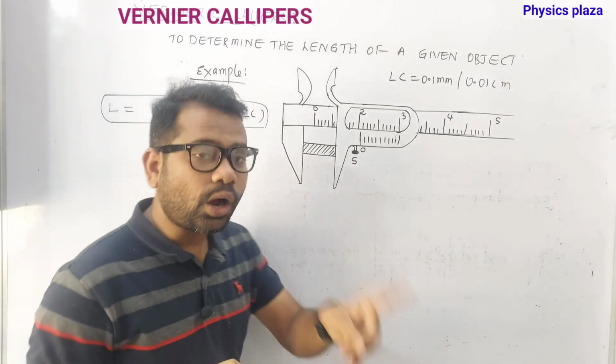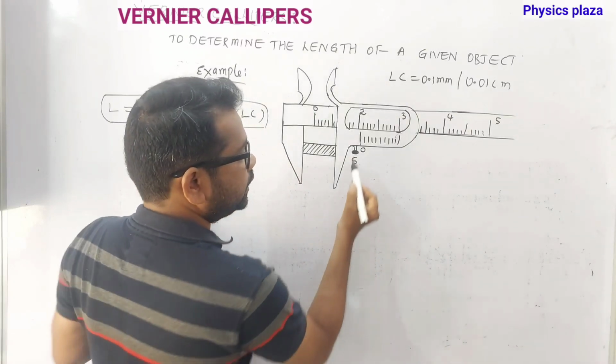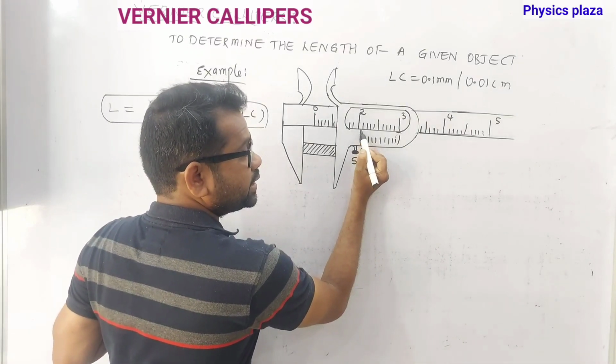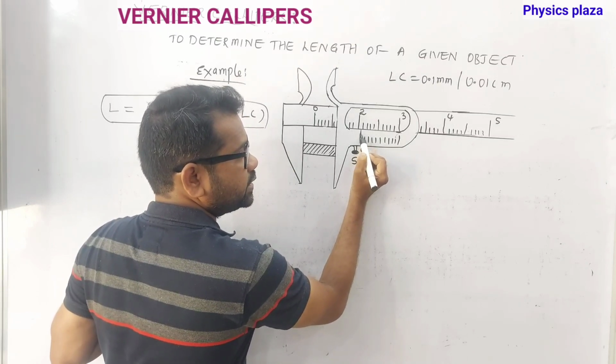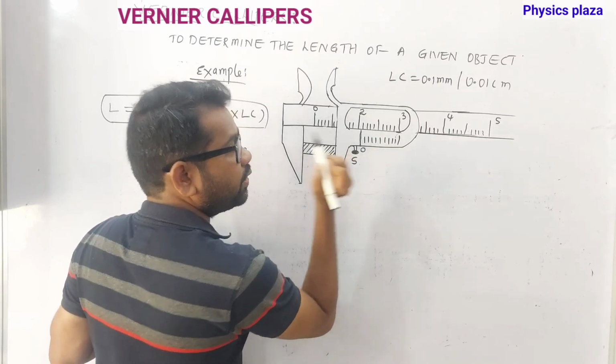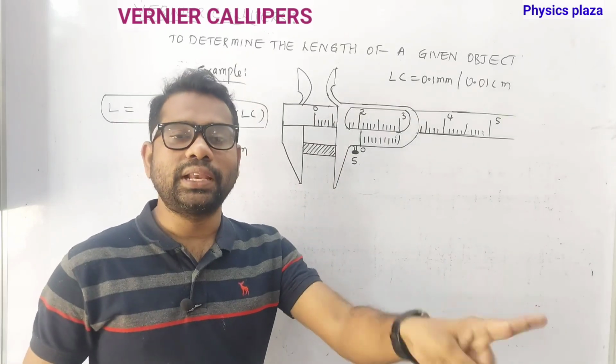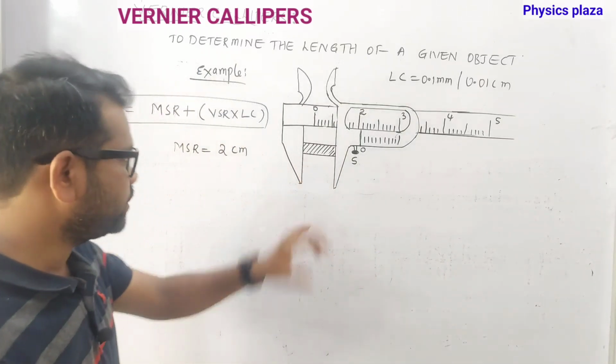Again, I'm telling you how to take a main scale reading, children. The reading on the main scale just before the zero reading of the Vernier scale is going to be the main scale reading. That is fine. It's very easy.